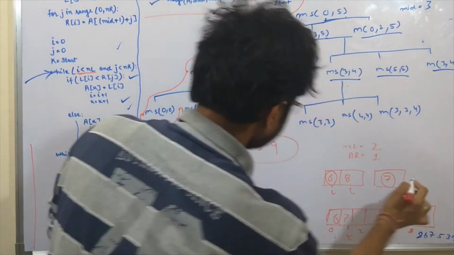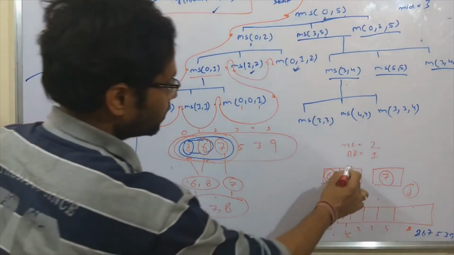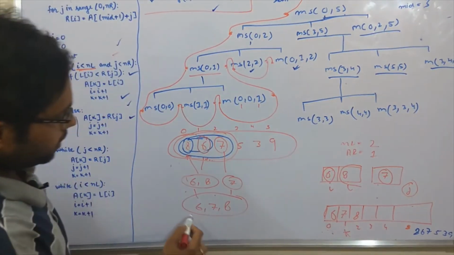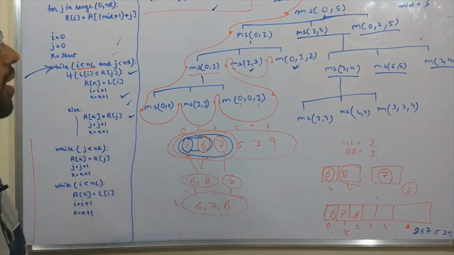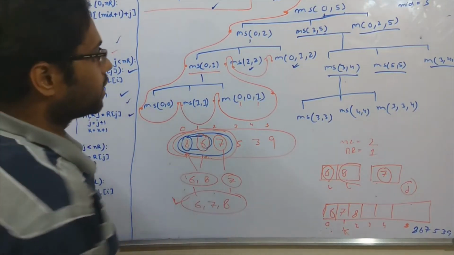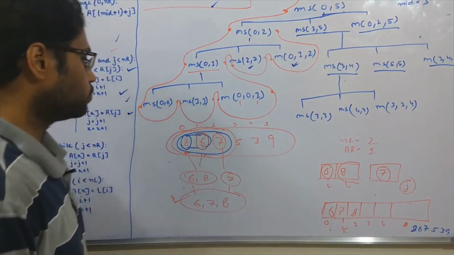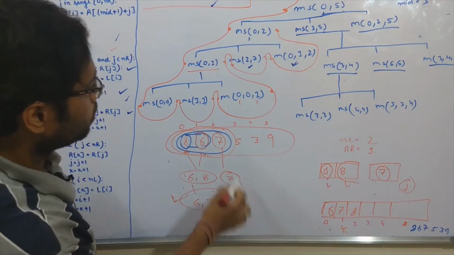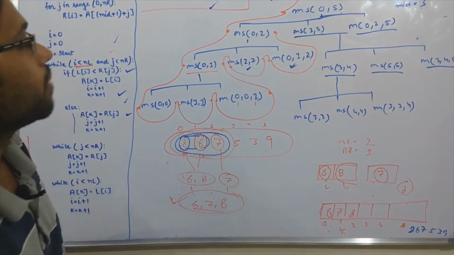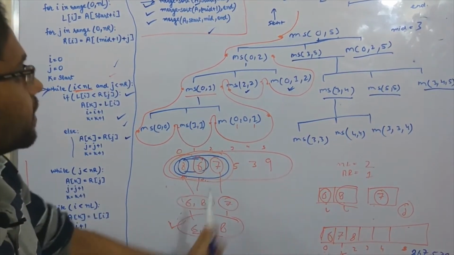Now this loop will be broken as J is greater than NR. And all the remaining elements of the left array, we will just copy. So what it has done is sort the array into the 6, 7, 8 part. So the merge procedure 0, 1, 2 has sorted this array, and we will now go to 0, 2. All the elements from 0 to 2 are sorted. Now 8, 6, 7 is sorted in the form of 6, 7, 8. So merge sort 0, 2 has sorted the array into 6, 7, 8.